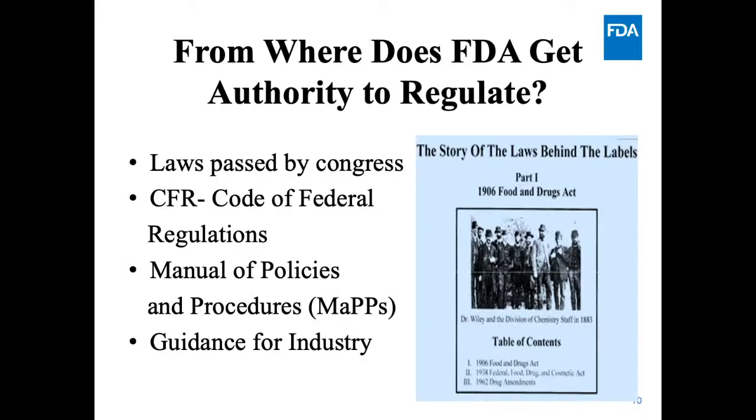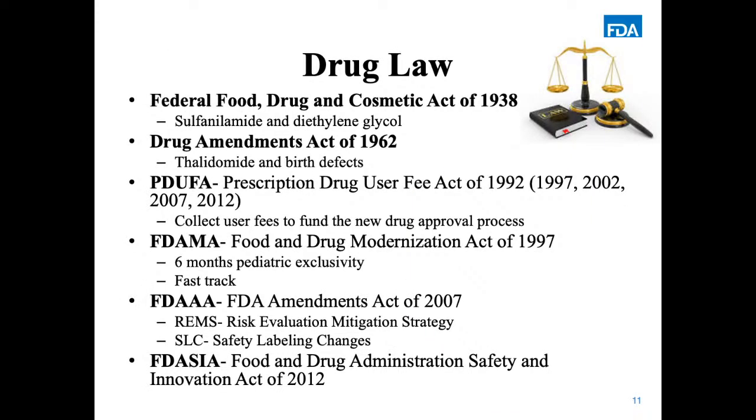So from where does the FDA get authority to regulate? Laws passed by the Congress, CFR, Code of Federal Regulations, Manual of Policies and Procedures, and Guidance for Industry. All these are included under them. Under the drug law, the Federal Food, Drug and Cosmetic Act of 1938, which includes sulfonamide and diethylene glycol. Then the Drug Amendment Act of 1962, which includes thalidomide and birth defects, the most famous one.